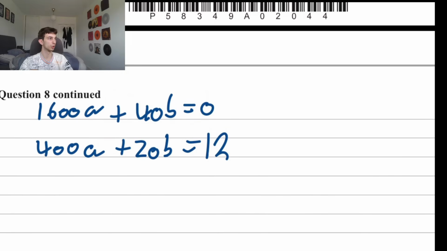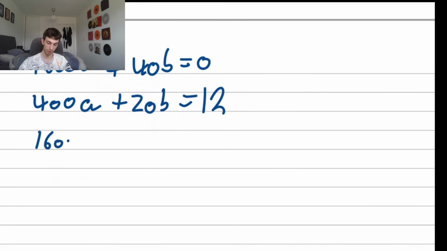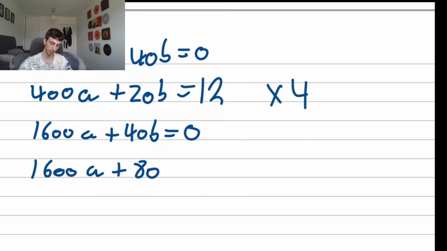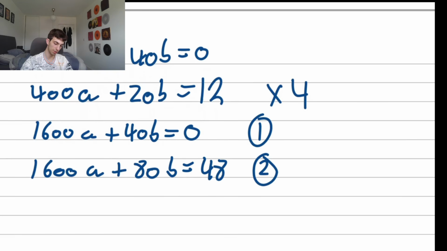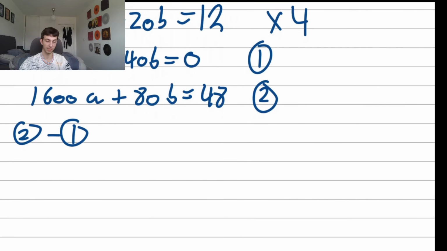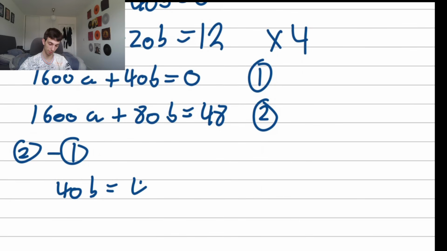Let's multiply our bottom equation by 4. Why not? So writing out both equations once again, 1,600a plus 40b equals 0. And then multiplying our bottom equation by 4, we have 1,600a plus 80b equals 48. Now let's label this equation 2, label this equation 1. Let's do equation 2 take away equation 1. So 1,600a is cancelled out. We have 80b minus 40b, so we have 40b equals 48 minus 0. It's just going to be 48.